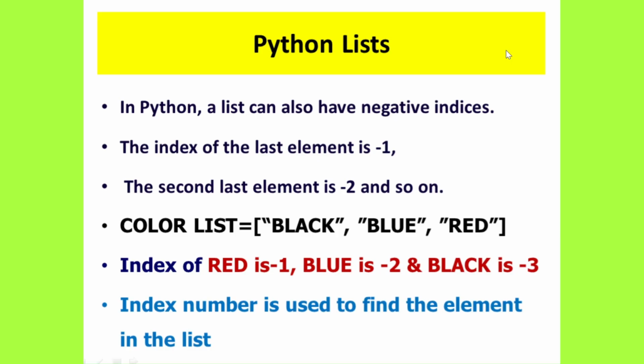Now in Python, a list can also have negative indices. The index of the last element is -1. The second last element is -2, and so on. For example, in the color list, black, blue, and red, the index of red is -1, blue is -2, black is -3. Index number is used to find the element in the list. Let us see the coding now.